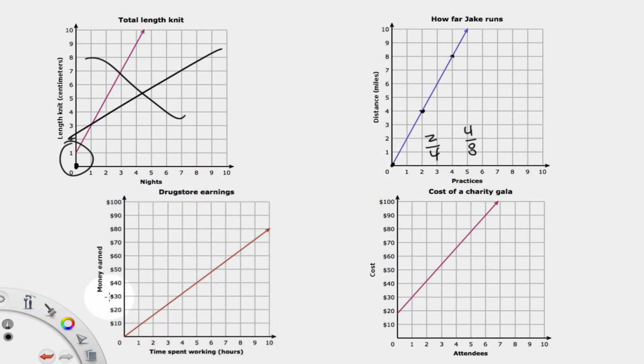Down here, drugstore earnings, money earned, time spent working. I see it passes through the origin. That's proportional. So this is a yes. Let's make that look actually like a yes. Yes. Yes. Now let's look at this one.